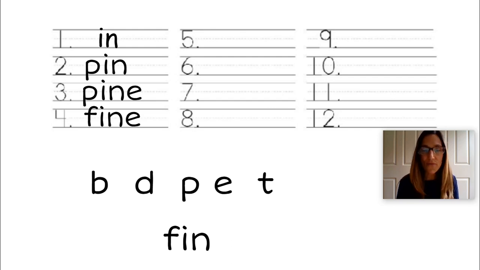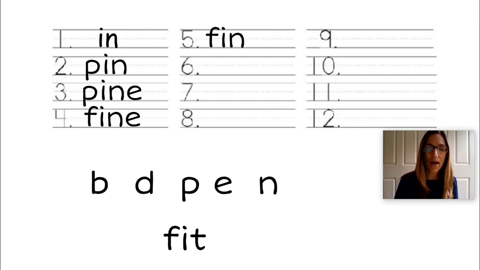Okay. Now that you have fin, let's change the last letter sound from N to T. If you take that N away and you replace it with the T sound, you don't have fin anymore. You have fit. Fit, right? Okay. We have 5 words and we just added number 6. So fit is number 6.